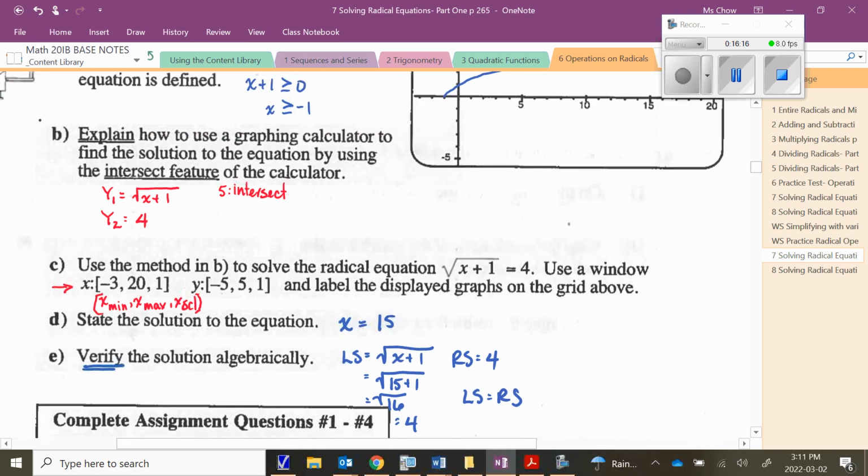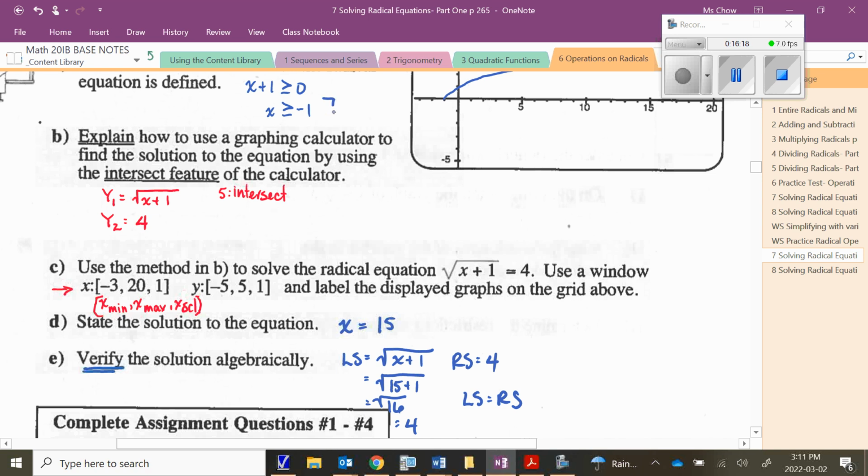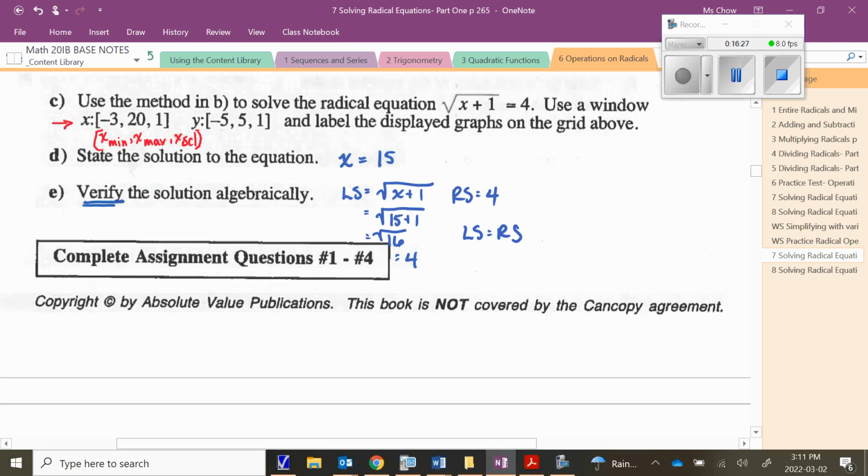As well, we can see going back to the permitted values, x is anything greater than or equal to -1, and since our solution is 15, that is greater than -1, so no issues there.